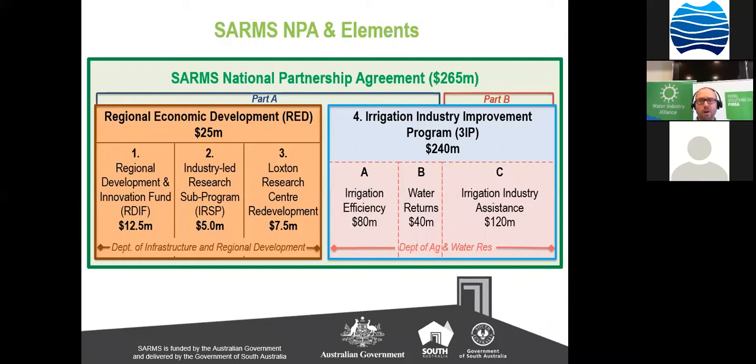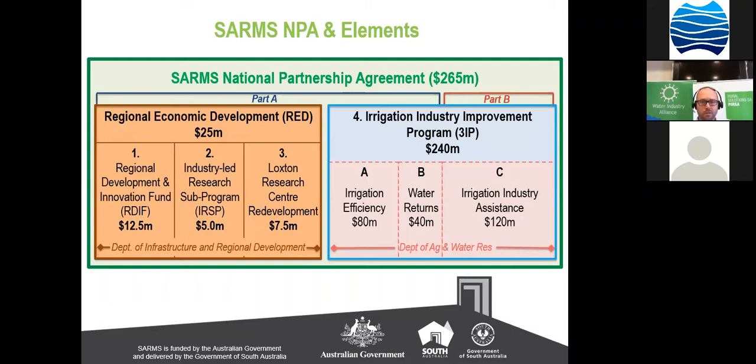The South Australian River Murray Sustainability Program is a $265 million program, and is really the Irrigation Industry Improvement Program element, which was driven through the Basin Plan, which is the $240 million program that is to return 40 gigalitres of water to the River Murray environment as part of South Australia's commitment to the Basin Plan.